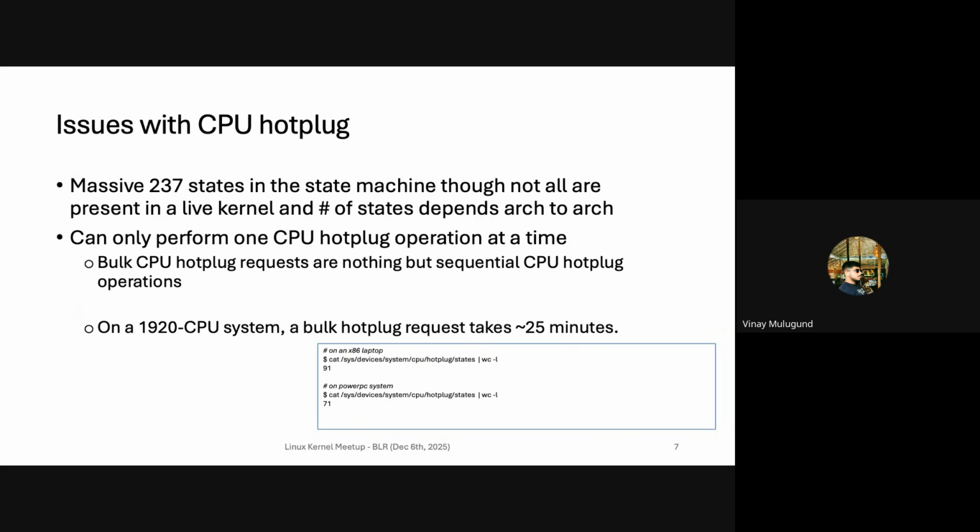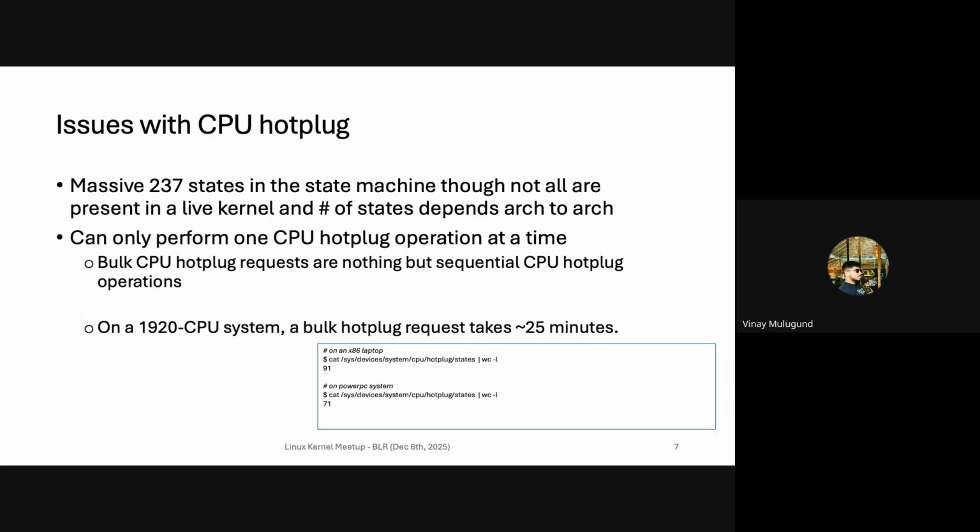One issue that we faced was when we were trying to do a bulk CPU hot plug operation. We wanted to offline a majority of CPUs in the system. Because there can only be one CPU hot plug operation active in a system, all these hot plug operations were done sequentially, and on an approximately 2,000 CPU system, it was taking around 25 minutes to finish. We were not running anything actually. Even if you don't run anything, it takes around 25 minutes to finish. It's not because of stop machine.